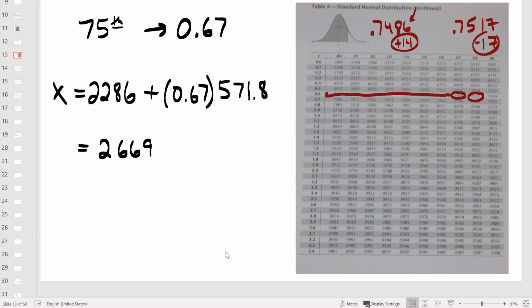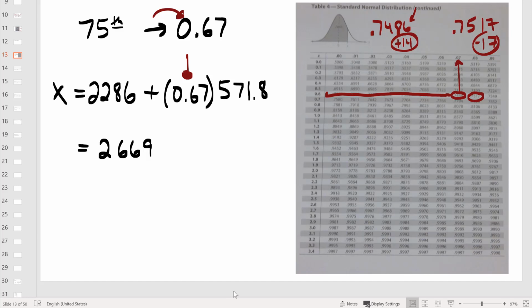This is going to be 0.67. Alright, that's where we get this number here. And that's what that arrow is all about. So 75th percentile has a z-score of 0.67. Plugging in that value into this, and this one I actually did.